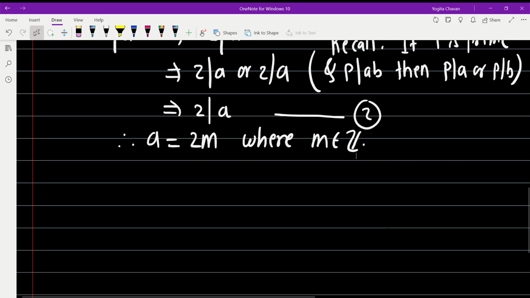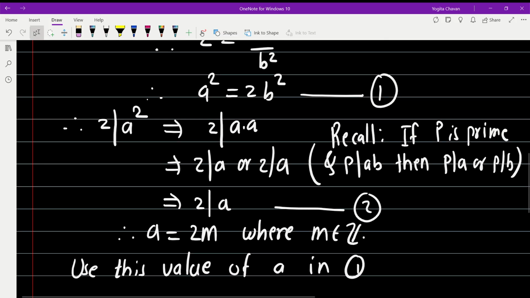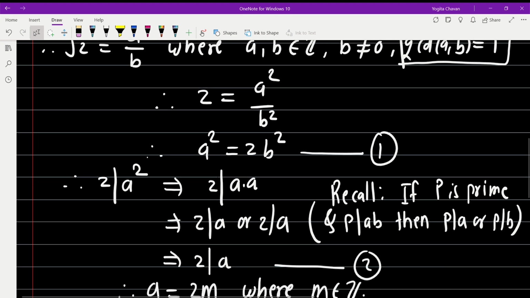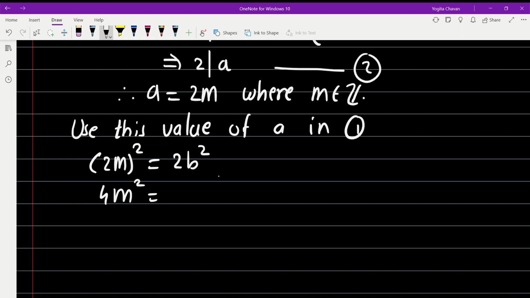Now use this value of a in equation number 1. Equation number 1 is a square is equal to 2 into b square. Now a is equal to 2m, so this becomes 2m whole square is equal to 2 into b square. So this is 4m square is equal to 2 into b square. So this is 2 into m square is equal to b square.